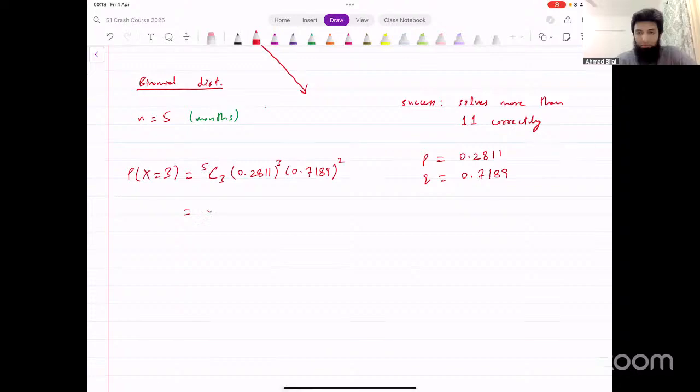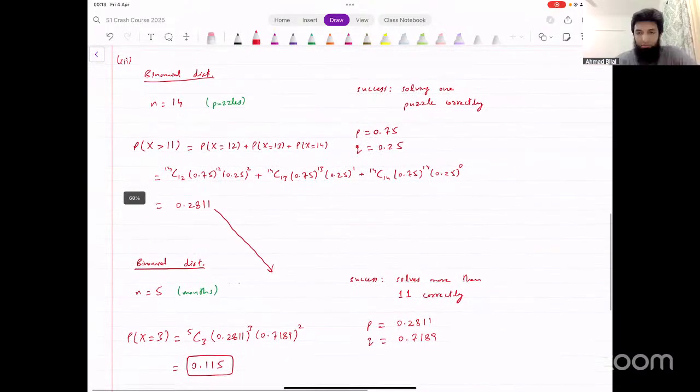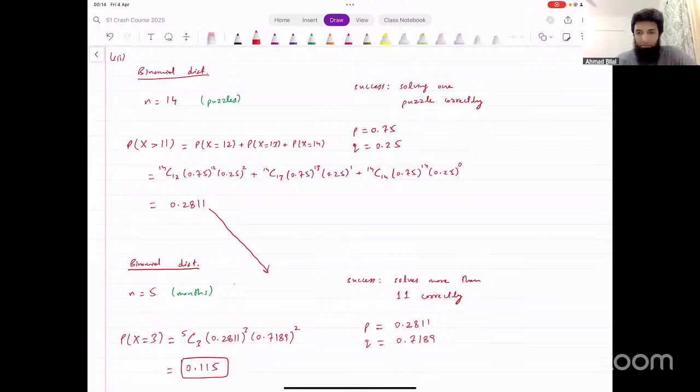0.115 to 3 significant figures. This is now our final answer, so we can round this off to 3 significant figures: 0.115. Thank you. So that's the result that we get. Okay, 0.115. Make sense?